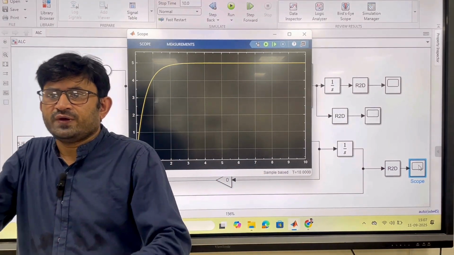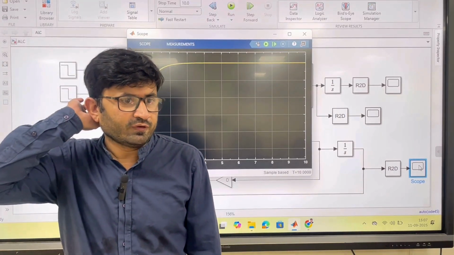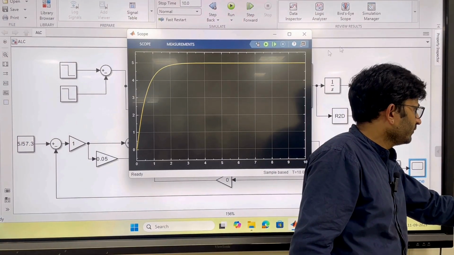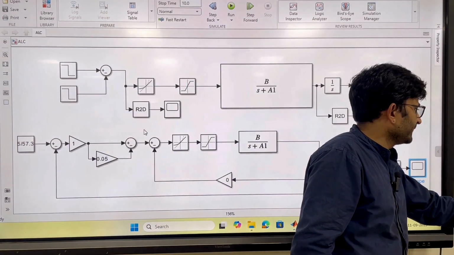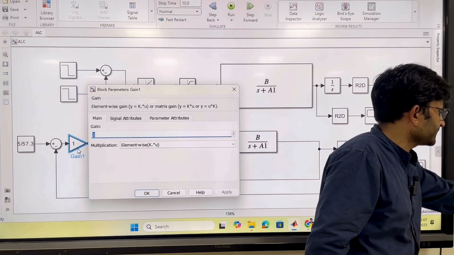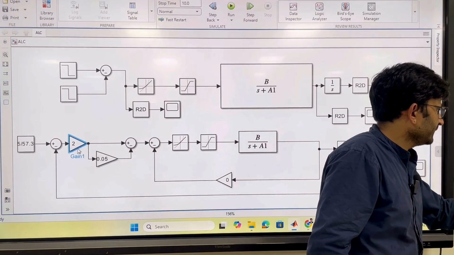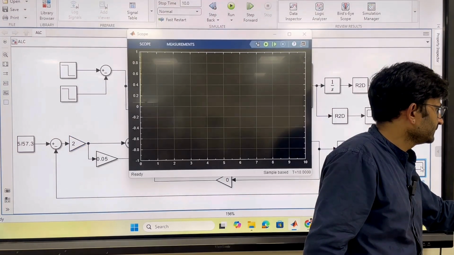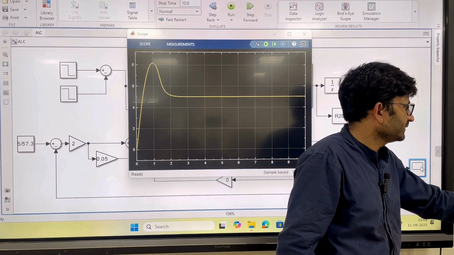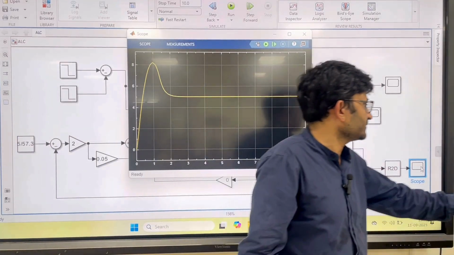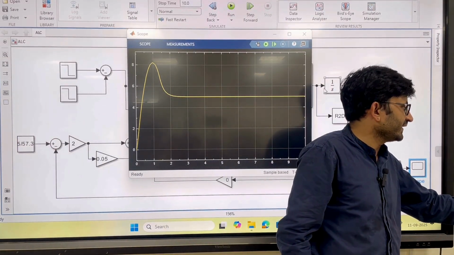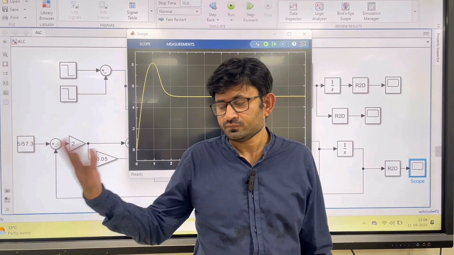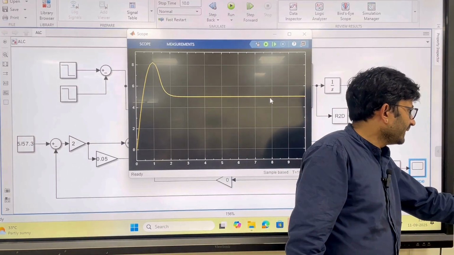So just tell me, when I increase gain K, what will be the response? Faster, right? Now what I will do, I will increase the gain. I will just double the gain. Okay, so here you can see the response. How much are you getting? 5 degree, right? But with overshoot, right?